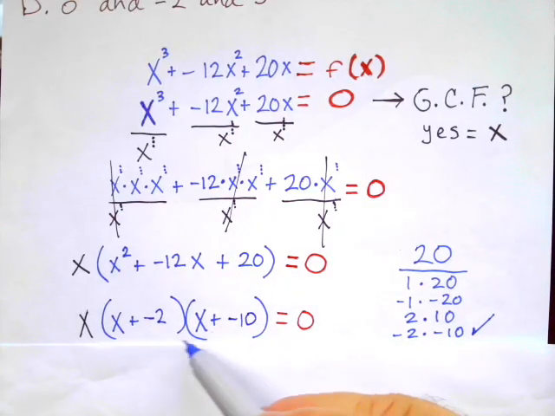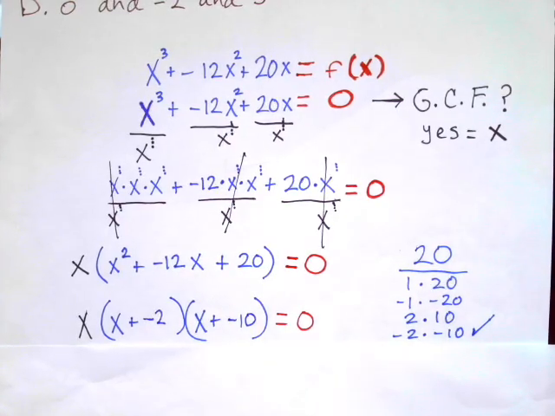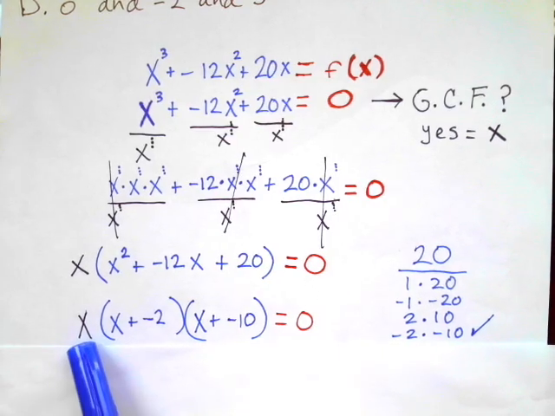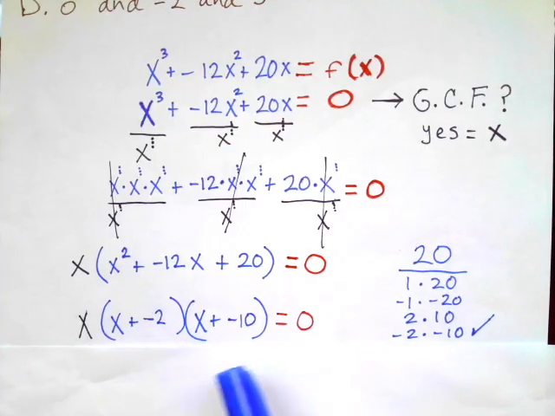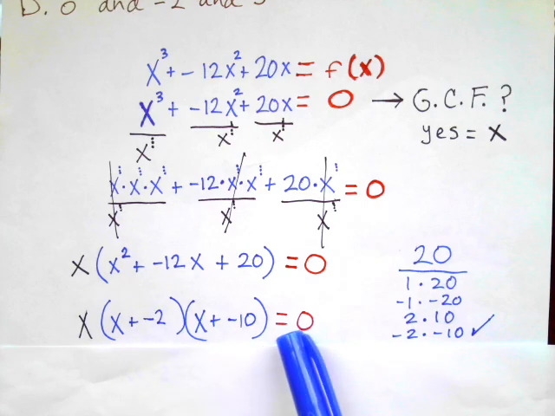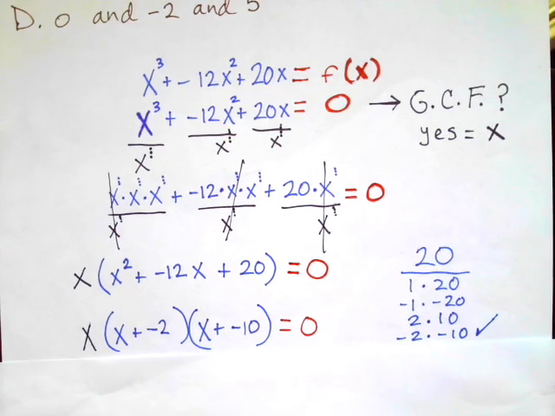And remember, you can put a plus sign between any terms. It's not going to change a thing. It's only going to clarify what it is you need to do. So at this point, what I want to do is set each of these, x, equal to 0. And then I want to set x plus a negative 2 equal to 0, solve for x, plus a negative 10 equal to 0, and solve for x.